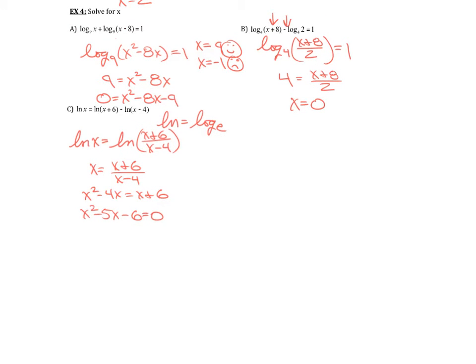You then factor or use the quadratic formula to solve for x. x is 6, or x is -1. Again, -1 does not work because when you plug it back into the original problem, you are taking the natural log of a negative number, which you cannot do.